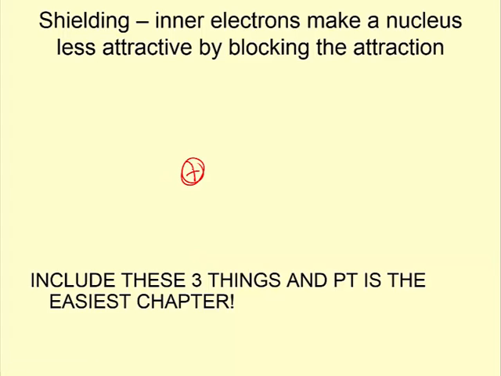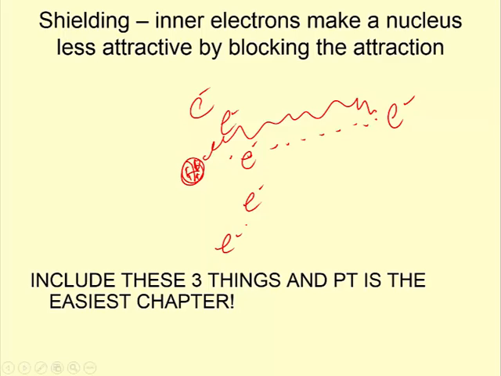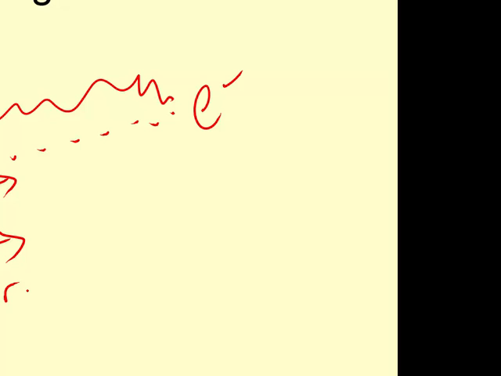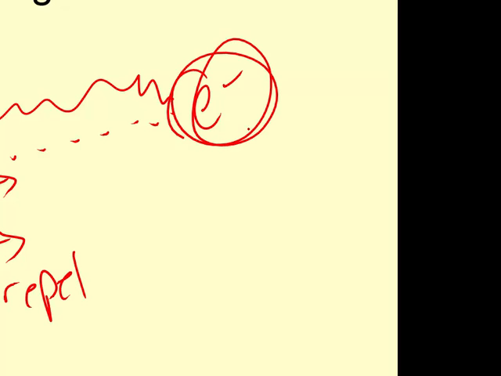So let's pretend I have a nucleus right here. And it's pretty darn positive. Look at all those positives in there. Okay, and if you're an electron over here and you're like, hey, I like you, nucleus. The nucleus is like, hey, I like you, electron. But what happens is you have a layer of electrons right here. This would be like a bunch of big scary family members that say, stay away from my sister, brother, whatever it is, child. Okay, so these electrons all push away. So these guys all repel this electron. Okay, inner electrons make a nucleus less attractive by blocking the attraction.